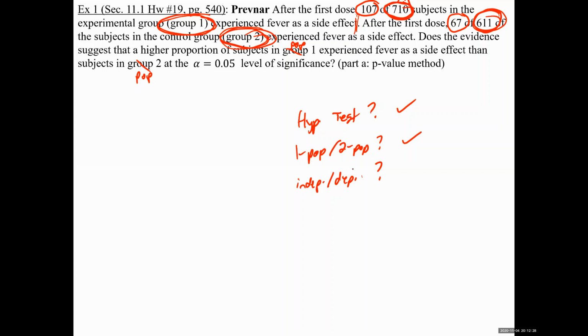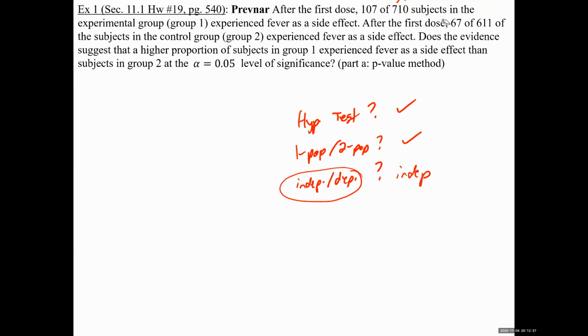Then how do we know if they're independent or dependent samples? They're definitely independent. The reason is because the sample sizes are different. This is one sample size, this is another sample size, the sample sizes are different, so they're independent samples.